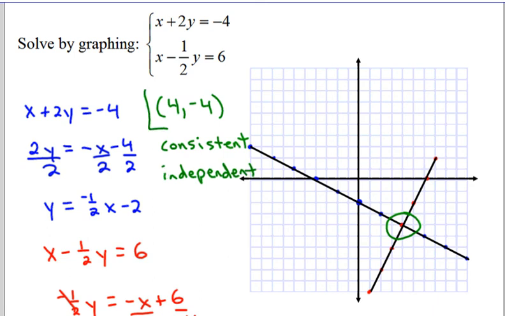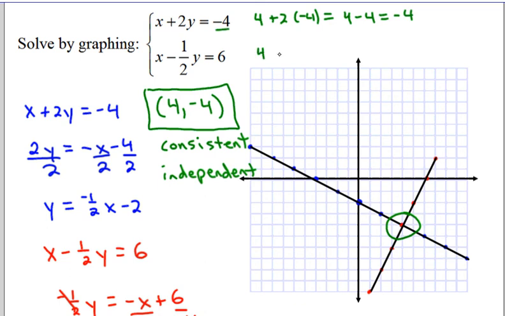Okay, now I'm going to box in my answer, but I'm also going to check it. I'm going to check it in both the original equations. So if I plug 4 in there for x and negative 4 for y, I'll get 4 minus 4, which is negative 4. That's what we want it to be. And the other one, if I put 4 in for x and negative 4 for y, I'll get 4, then a negative times a negative is a positive. Half of 4 is 2, so 4 plus 2, look at that, it equals 6. It checks out.